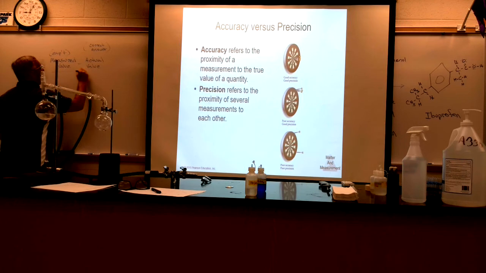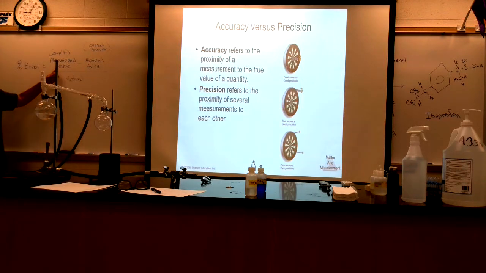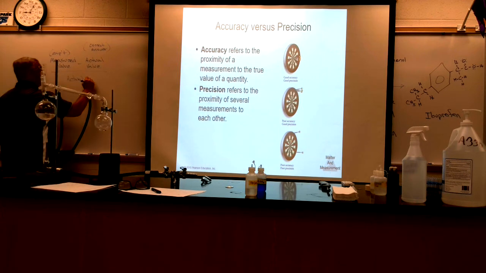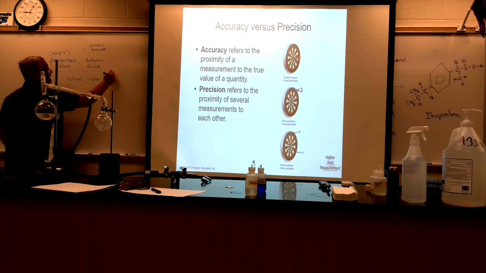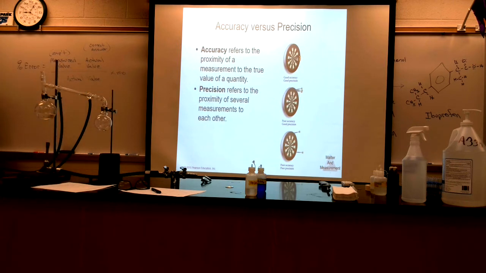Okay? Divided by the actual. You don't want to divide it by your value because your value is what you don't know if it's close or not. You want to compare it to, well, how close am I to the actual value? And then times 100 to put it into percent. Okay? So this gives you the error. This gives you the percent error. And when we come back from the break, we'll talk about that.